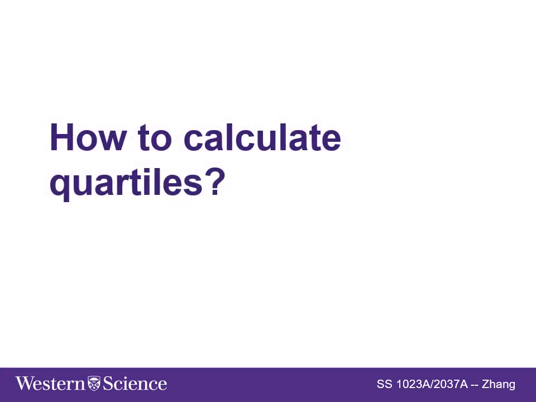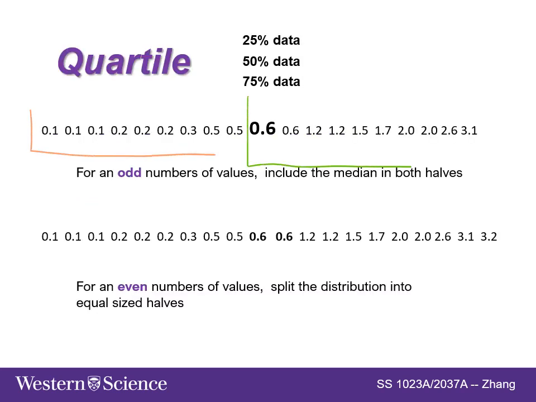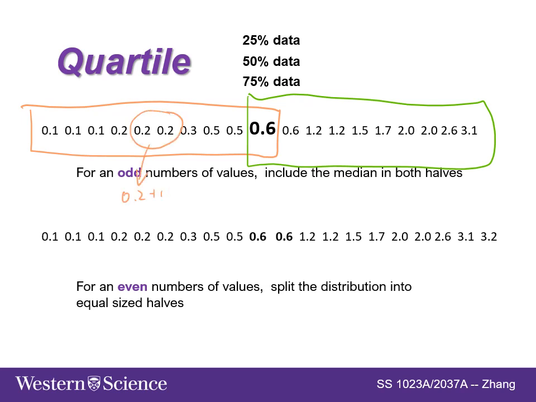Now, since you understand the definitions of percentiles and quartiles, in the following part, I'm going to show you how to compute them. We are borrowing very similar ideas as when we compute the median. First, we need to get our data sorted. If there is an odd number of values, we will split the data directly into 2 parts by including the median in both halves. Then, for each group, we will find the quartiles in the same way as how we find the median.